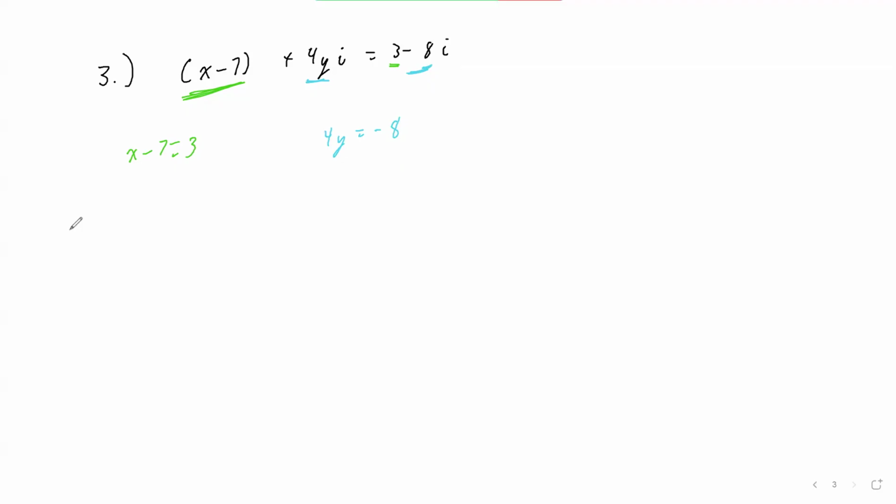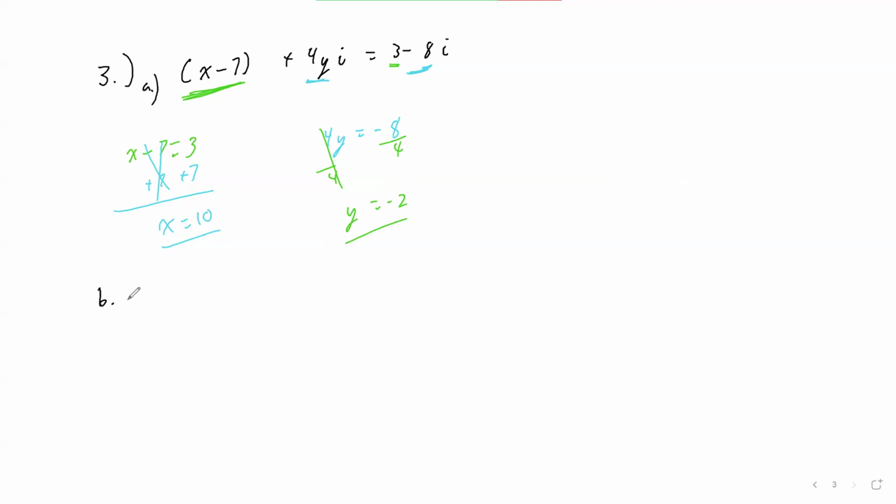So now I can solve them independently. I'm going to add 7 to both sides. So I get x equals 10. That's what your x is. And then I'm going to divide by 4. So negative 8 divided by 4 is negative 2. And that's what your y is. And that's how you solve these types of problems. And this is part A.